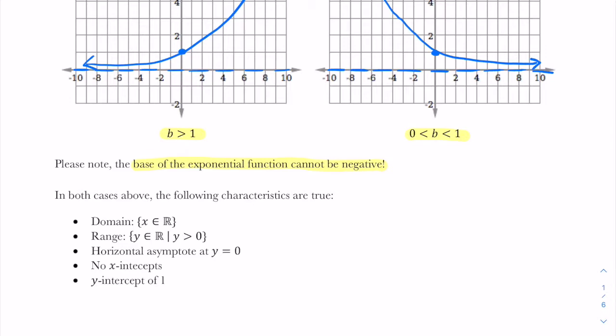In both cases, the following characteristics are true. First off, it has a domain that belongs to the set of real numbers. It has a range that belongs to the set of real numbers such that y is greater than but not equal to 0. There's a horizontal asymptote at y equals 0, no x-intercepts, and a y-intercept of 1. These are the general characteristics of both types of functions.